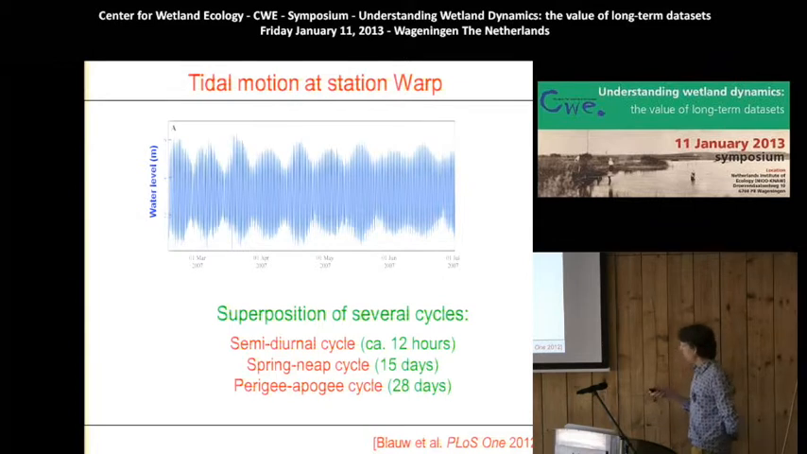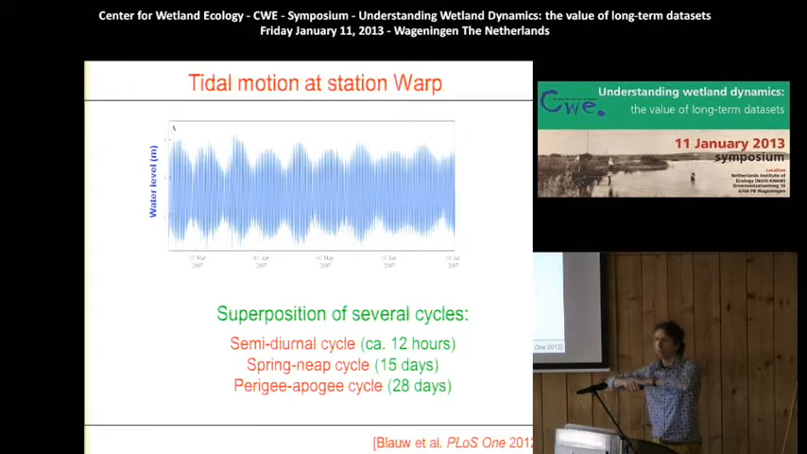Then you see a slower periodicity. Here we have a neap tide, a spring tide, a neap tide, a spring tide, a neap tide, and so on. And that has a periodicity of 15 days. And it's generated by the position of the sun and the moon with respect to our planet Earth. If they're all on the same axis, the sun, the moon, and our planet Earth, then we have spring tide. And if the axes are perpendicular, then we have neap tide.